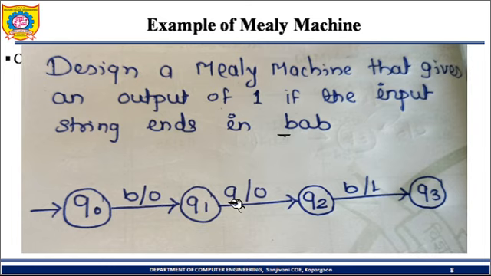Now Q1 having A as input, we are in Q2, but the string formed is BA. It is not forming the string BAB. That's why again the output is 0. Now in Q2, if B comes, that indicates that previously we had BA. Now Q2 having B, we are in Q3. So the BAB string is formed. That's why the output is 1. So first B gives 0, BA again 0, but once the BAB string is formed, it generates the output 1. So this is the basic machine of the Mealy machine.